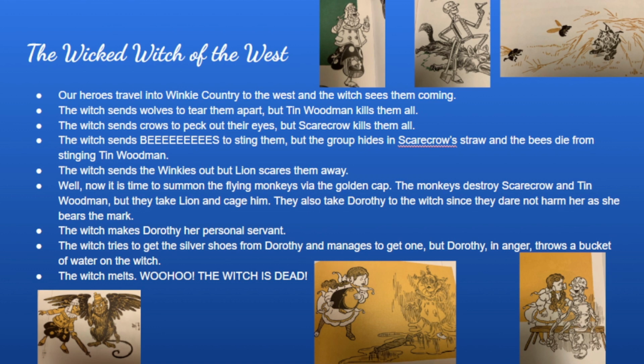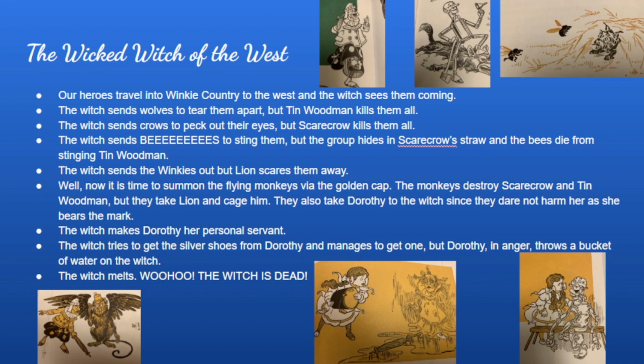Sorry, I may have forgotten about the body count this book had. Now, the witch sends bees to go sting the group to death, but the bees are killed when they try to sting Tin Woodman, as everyone else is hiding in Scarecrow's straw. Well, the witch has just about had it, and decides to send in the Winkies to destroy them. But the Winkies are cowards, and when Lion roars at them, they flee.